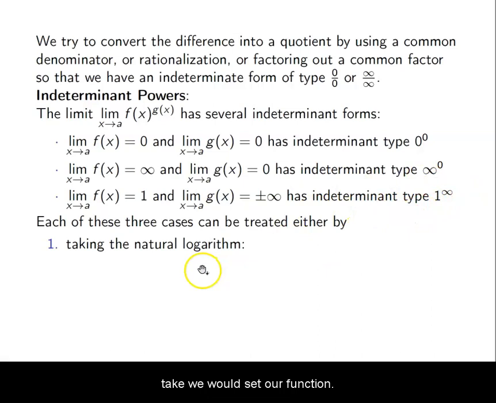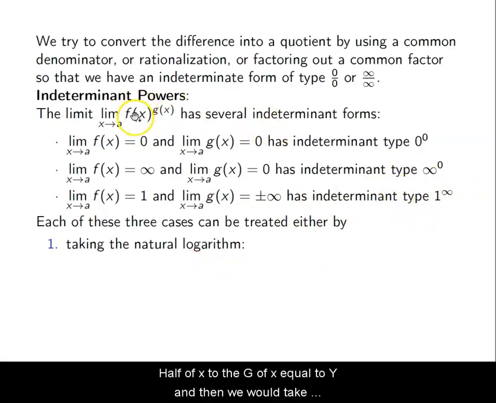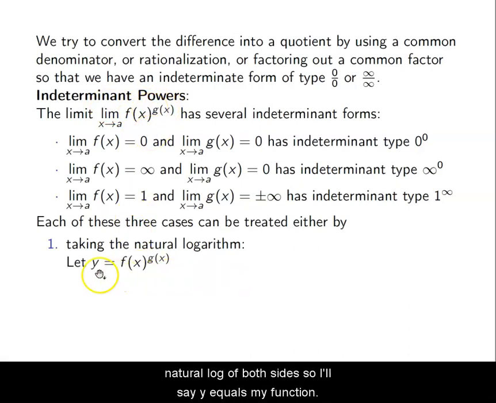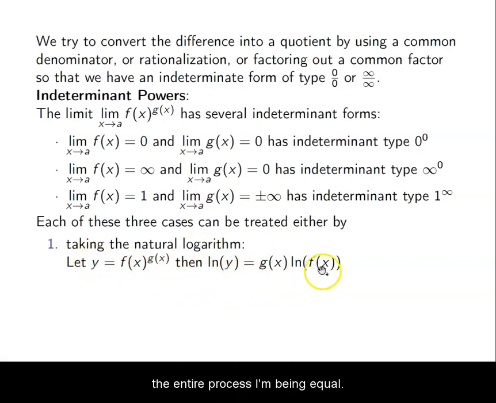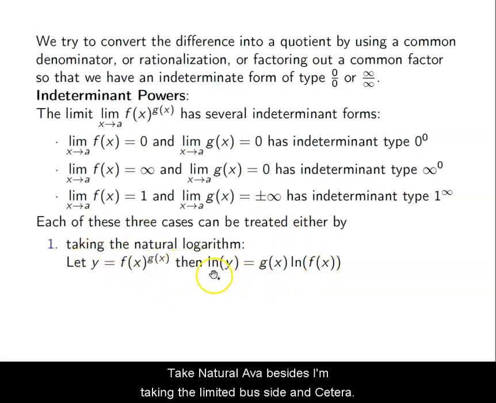So we would set our function f of x to the g of x equal to y. And then we would take the natural log of both sides. So I'll say y equals my function. I take the natural log of both sides, which means that this power function comes down into a multiplier position, and then I can take the limit of both sides. So throughout the entire process, I'm being equal: I'm taking the natural log of both sides, I'm taking the limit of both sides, etc.